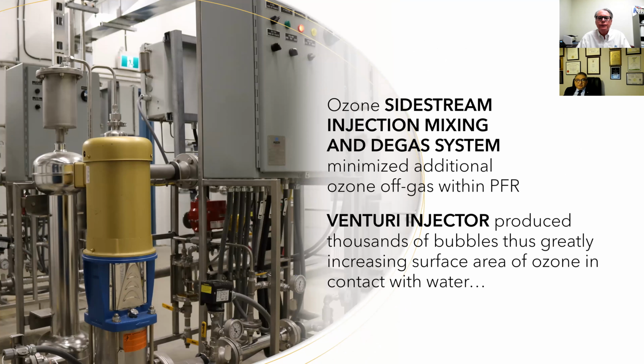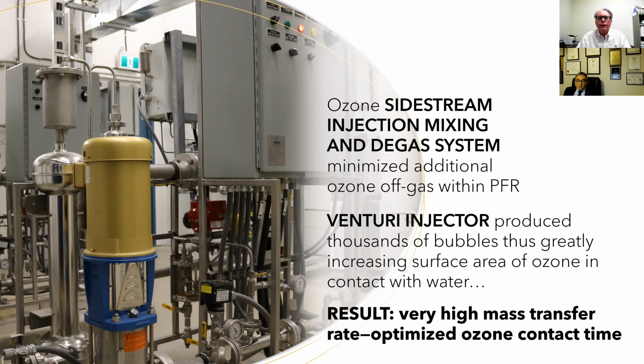The other things with the use of side stream injection and mixing is the reduction of the amount of ozone used, because there will be less ozone and less gas used. The Venturi injector produces a lot of fine bubbles in the pipe, which reduces the waste of ozone into off gas, and the result is a higher mass transfer rate with an optimum ozone contact time.